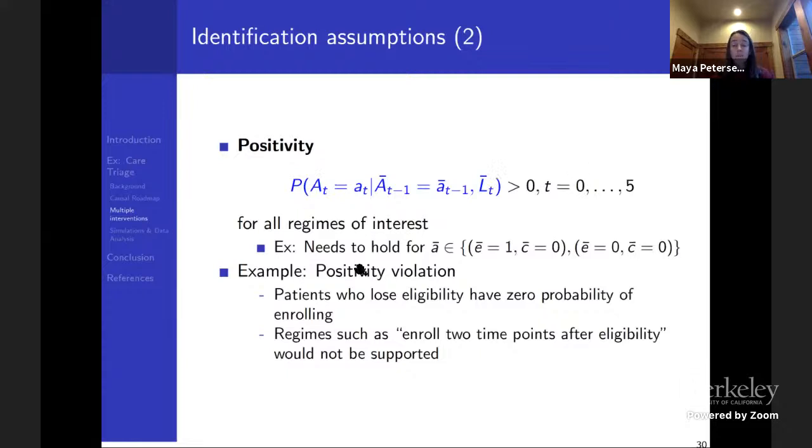In our case, though, we've defined these 2 regimes deliberately to avoid that. The first one says enroll immediately, and by definition, everyone is eligible to enroll immediately at the start of this follow-up. And the other one says never enroll. For never enroll, it's not a problem if you lose eligibility. You still have a positive probability, in fact, a deterministically positive probability, of not enrolling at future time points.